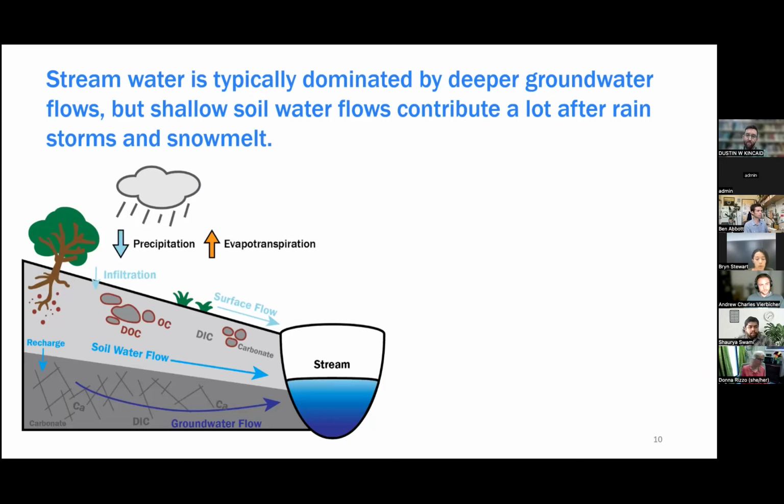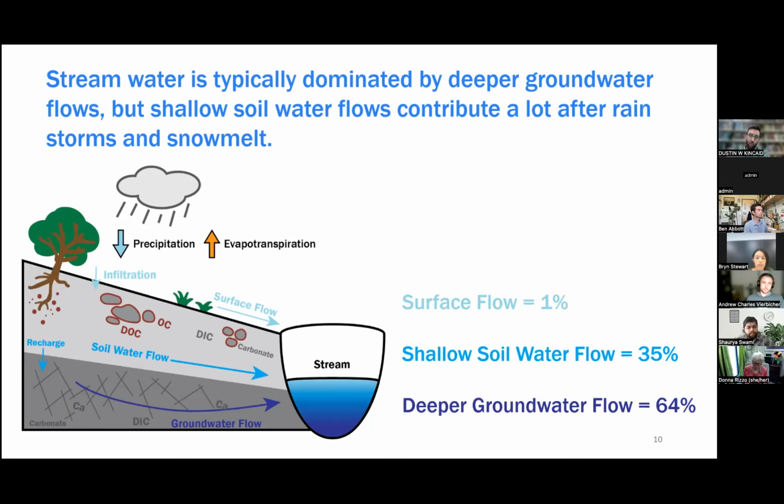And so when we ran our model to simulate the stream flow at Sleepers River, we found that most of the stream flow comes from deeper groundwater at about 64%, but we also have shallow soil water flow contributing to the stream at about 35%, and that especially happens after rainstorms or snowmelt, which is when all the snow that builds up over winter melts away in the spring.